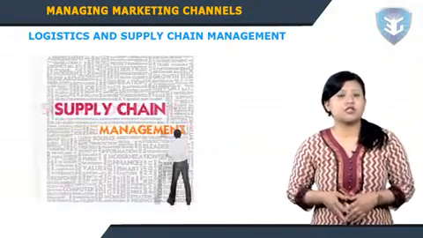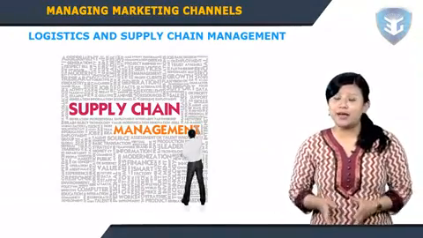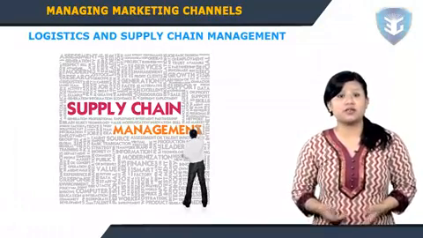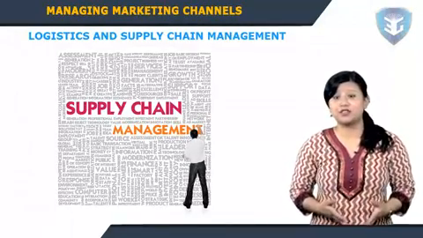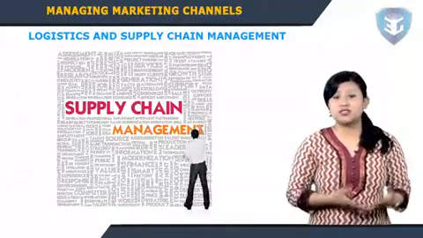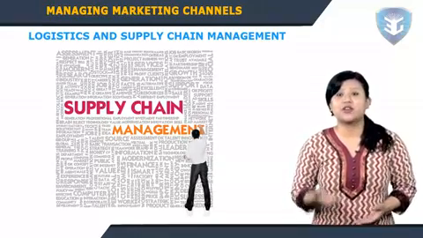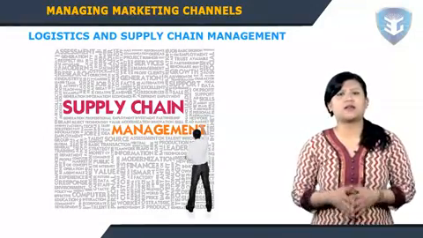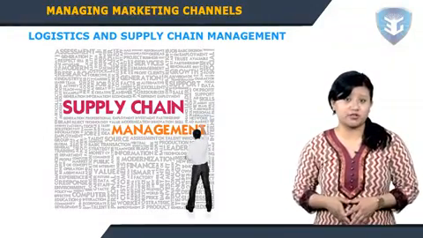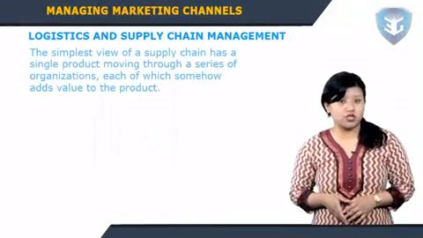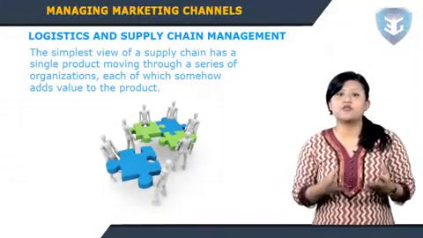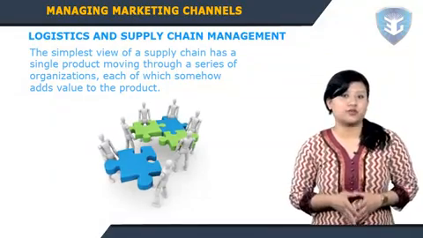Along this journey, materials may move through farmers, miners, processors, raw material suppliers, agents, component makers, manufacturers, assemblers, finishers, packers, logistics centers, warehouses, third-party operators, transport companies, wholesalers, retailers, and a whole range of other operations. The simplest view of a supply chain has a single product moving through a series of organizations, each of which somehow adds value to the product.